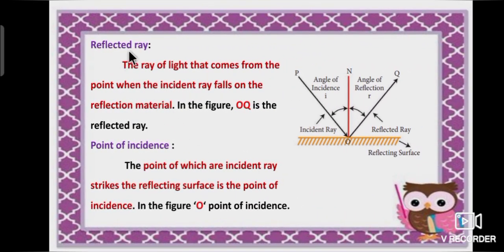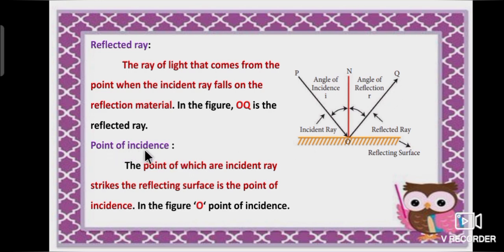Second one, reflected ray. The ray of light that comes from the point when the incident ray falls on the reflection material. In the figure, OQ is the reflected ray. See the picture, students. This is a point. This is the reflected ray. So OQ is the reflected ray.